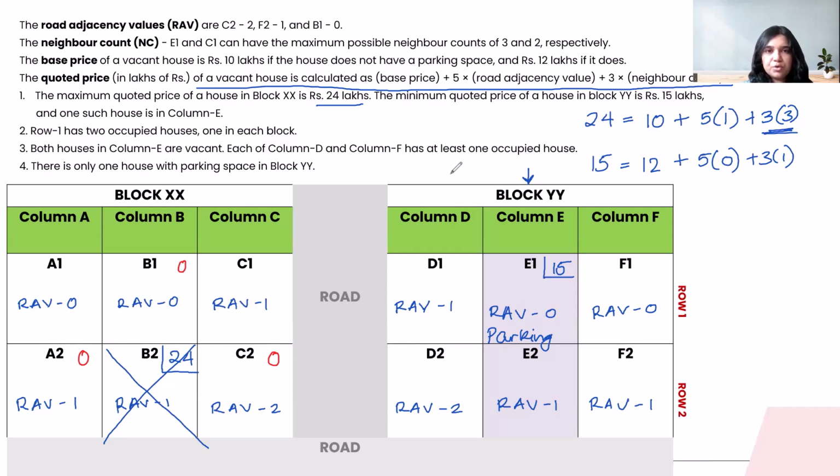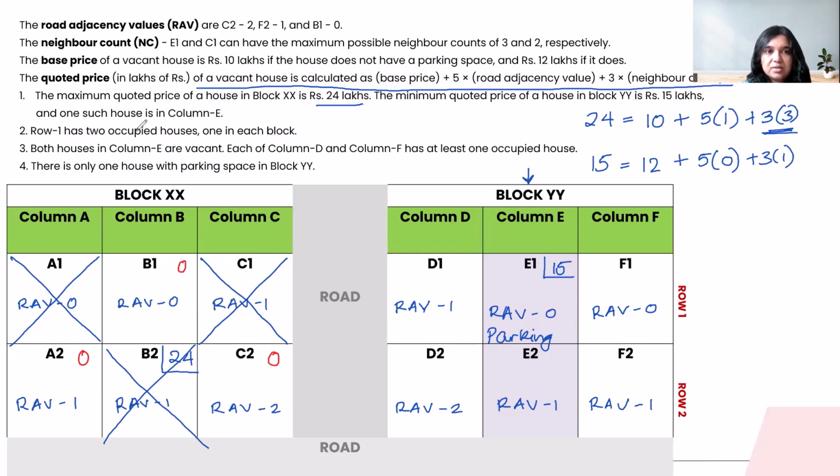Can we still fill in a little bit more in terms of which flats are occupied and which flats are vacant? They have said row 1 has 2 occupied houses, one in each block. We've already got the occupied one in block XX, which is house B1. That means we know that A1 and C1 are vacant flats. So let's write down A1 and C1 to be vacant, which means nobody stays in A1, nobody stays in C1 as well.